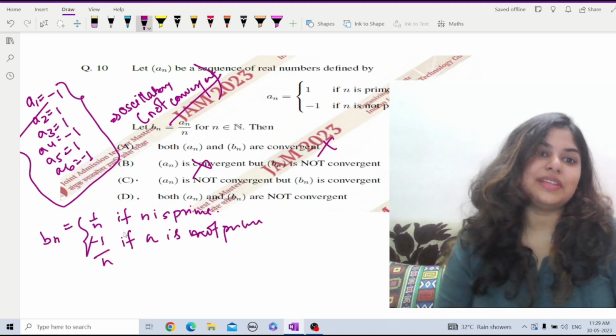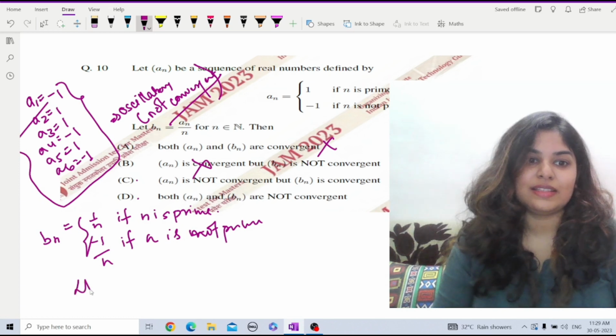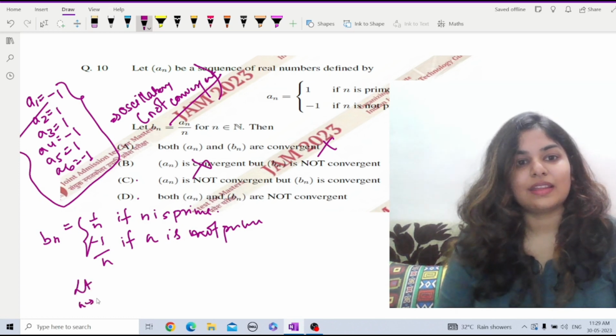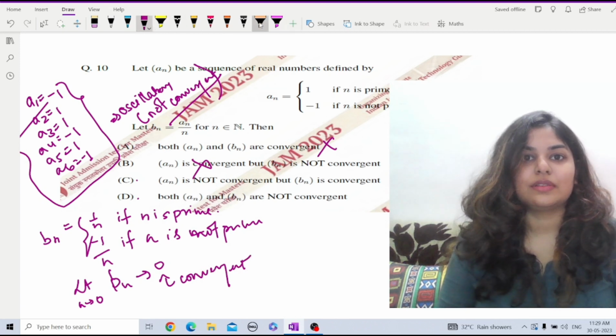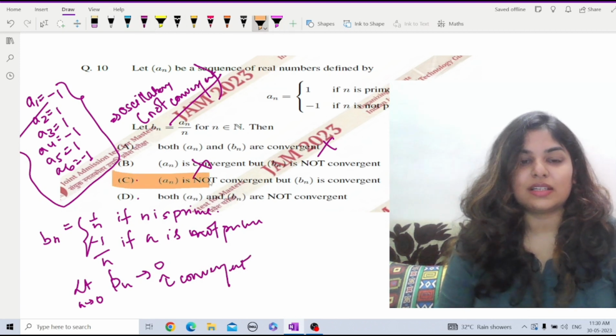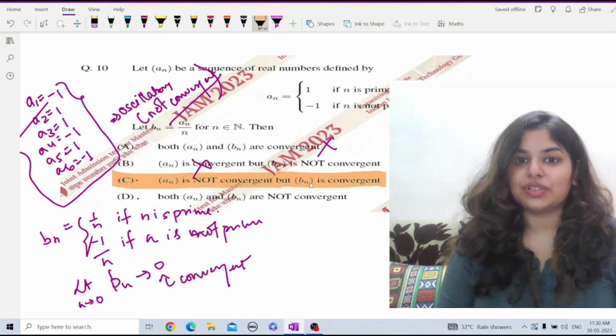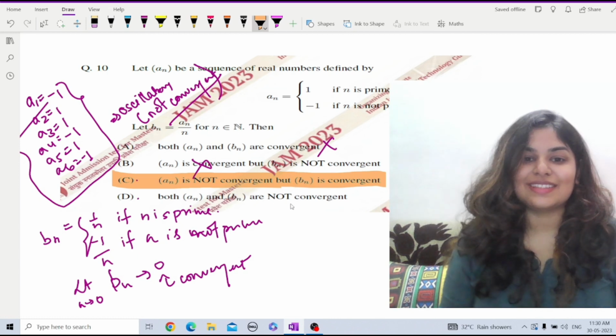Now, as we increase the number n from 1 to infinity, I can clearly say that as n tends to infinity, b_n tends to 0. So there is a possibility of convergence. So b_n is convergent. That means it is very clear that option C is the correct answer. It means a_n is not convergent, but b_n is definitely convergent.